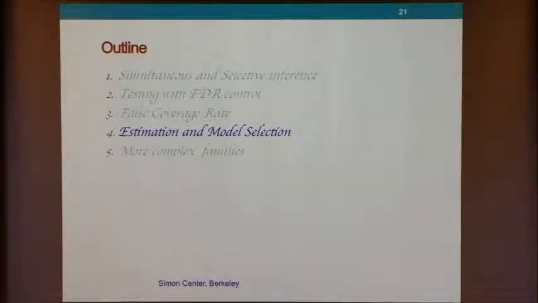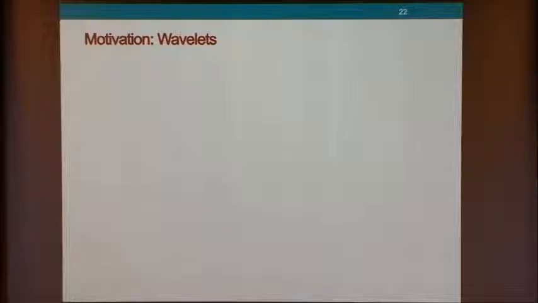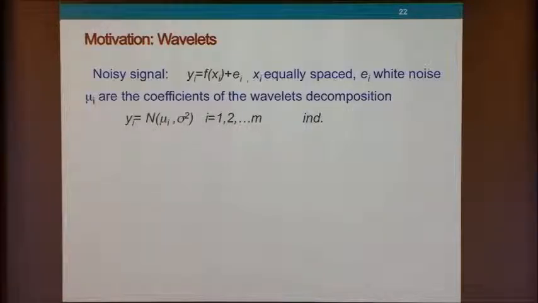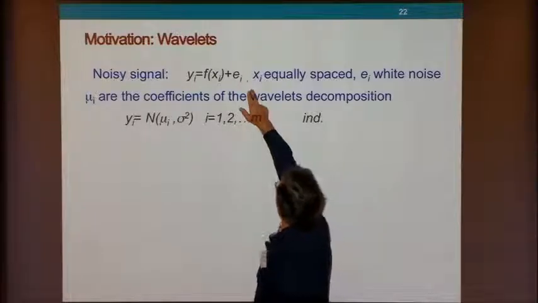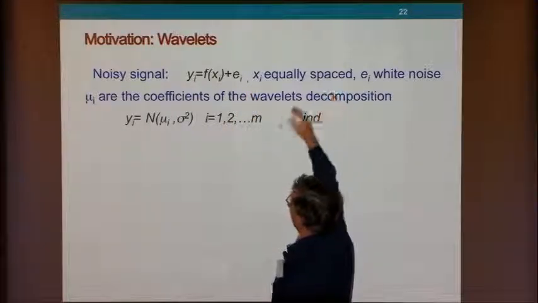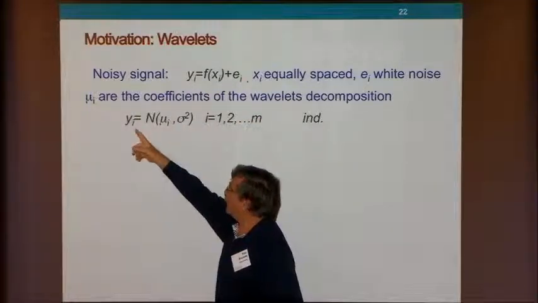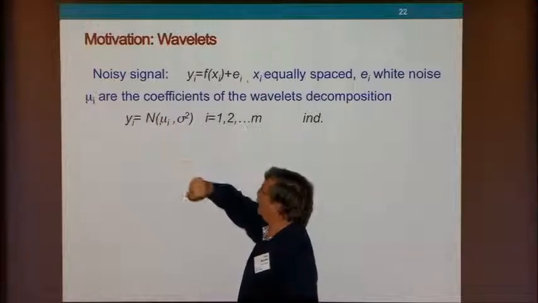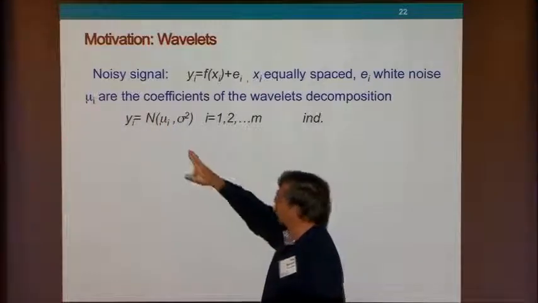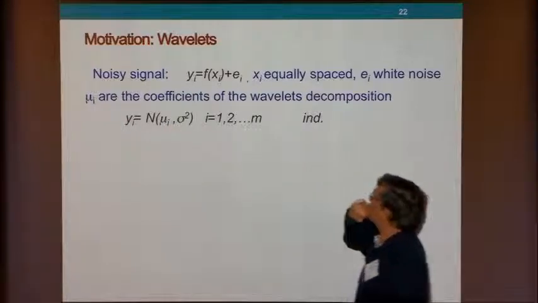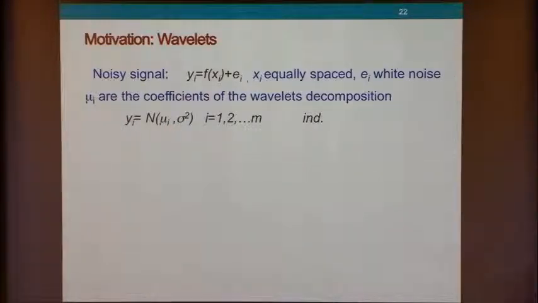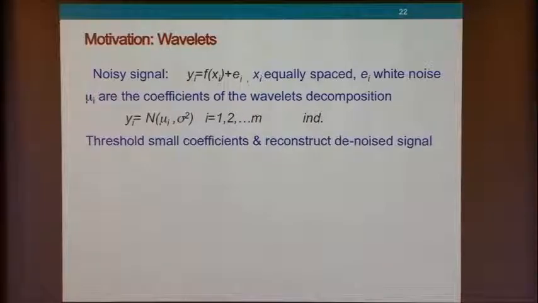So estimation and model selection is, I guess, almost the last thing that I will discuss in detail. The motivation is wavelet analysis, where you have a function with error, equally spaced. You estimate the wavelet coefficients, and the wavelet coefficient of your estimator is normally distributed around the true value of the coefficient with sigma squared, which can be known, and they are independent. So the theory is fine, and that's why we started with that.